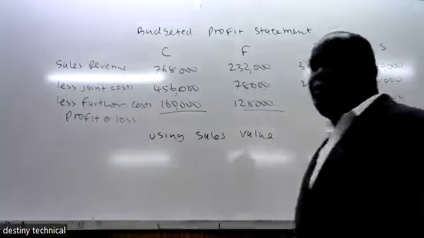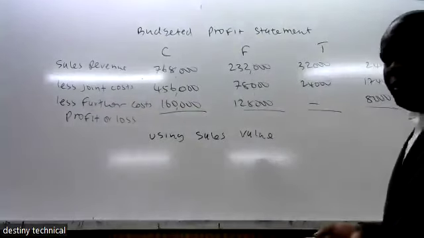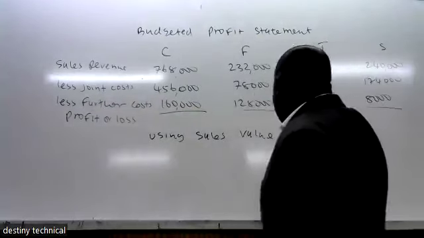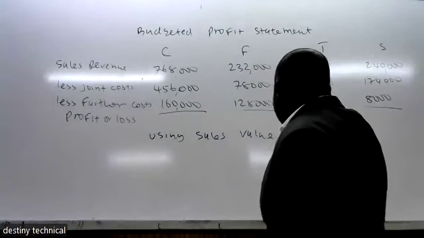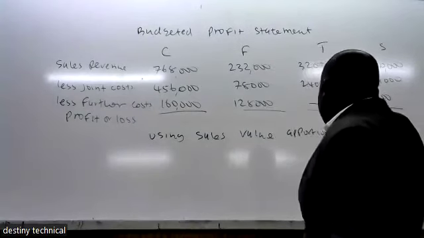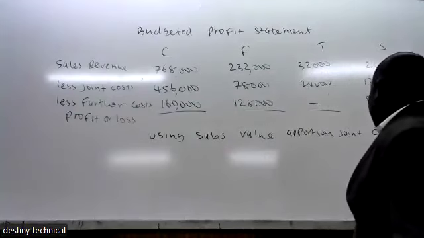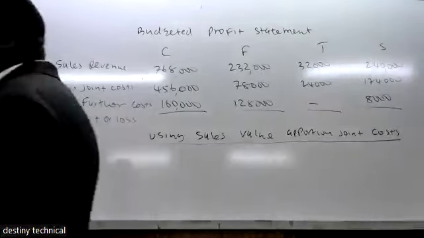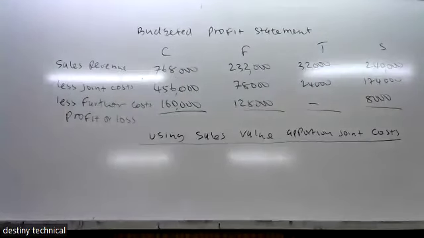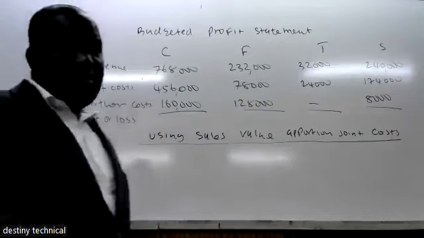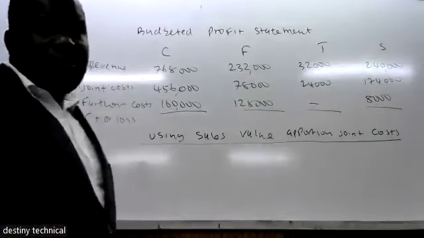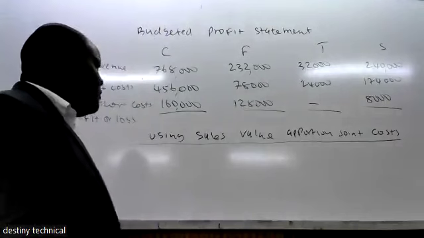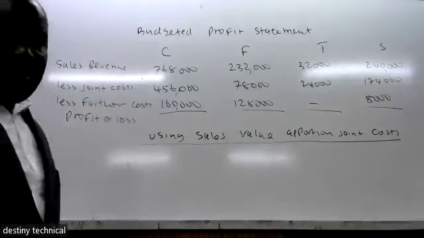Using the sales value to apportion the joint cost. So you want now to use the sales value to apportion the joint costs. When we use the sales value to apportion the joint cost, we need to calculate.